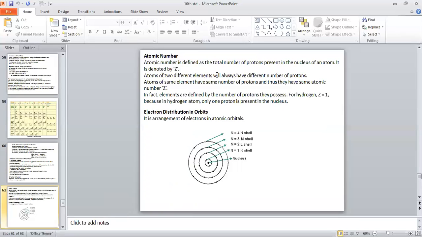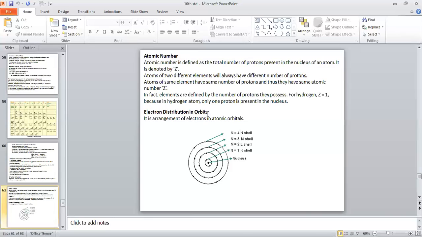Two different elements will always have different numbers of protons. Atoms of the same element have the same number of protons and this is denoted by atomic number Z. In fact, elements are defined by the number of protons. For hydrogen, Z equals 1 because the hydrogen atom has only one proton present in the nucleus. So that is about the atomic number.